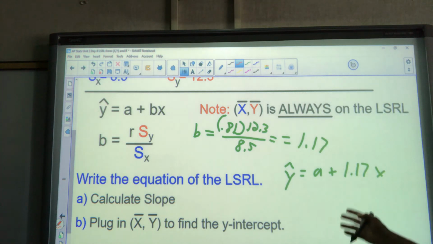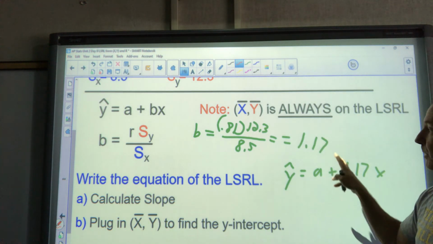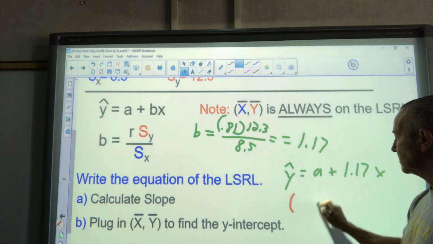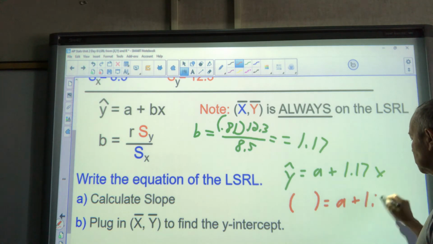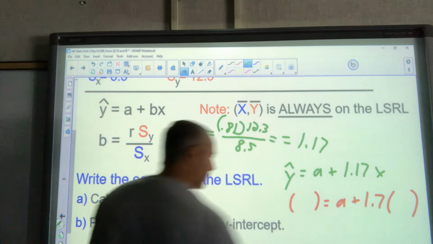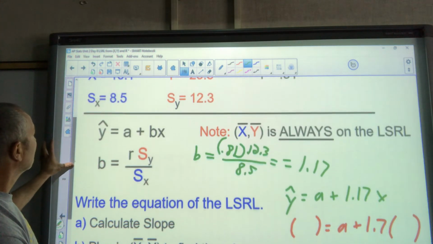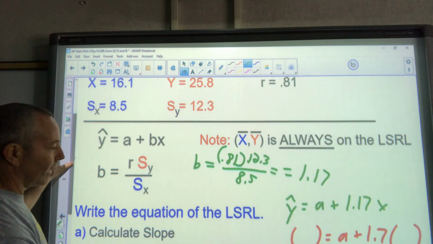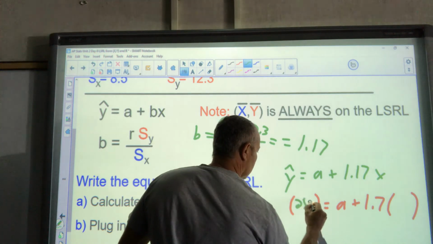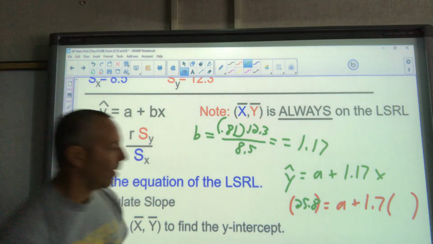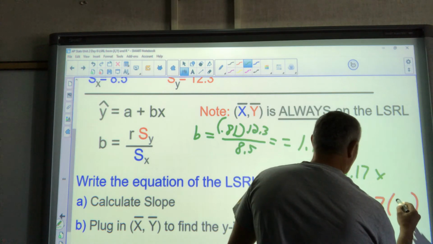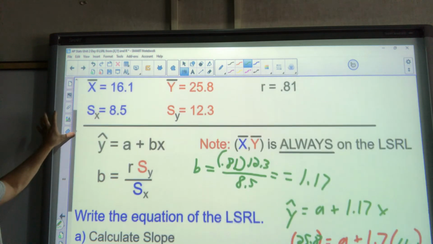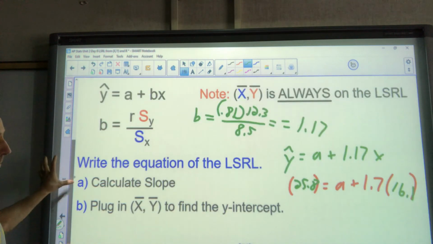I've got to find the value for the intercept, so I'm going to plug in a point, and the point I know is x bar, y bar. So that's going to get plugged in here. Grab those values: y bar is 25.8, and x bar is 16.1, if I remember correctly. Yes. All right, and we just solve for that.